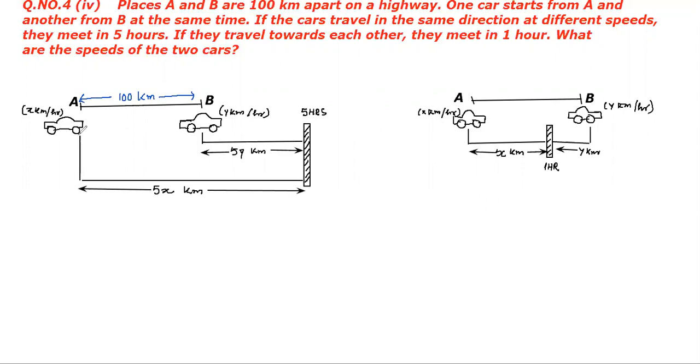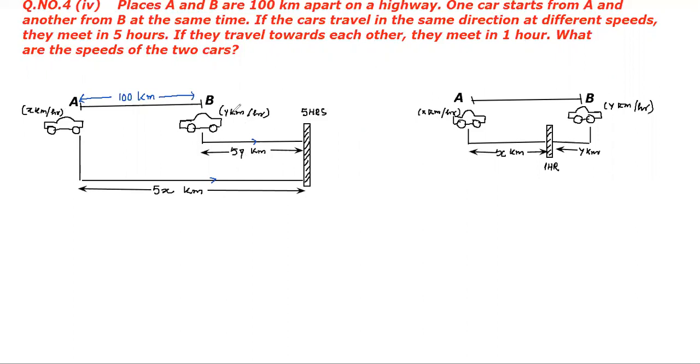And then one car starts from A and another starts from B at the same time, and they are moving in the same direction. That means this car is moving in this direction, as well as this car is also moving in this direction. And at a different speed, therefore I will assume that car A is moving with a speed of x kilometer per hour and car B is moving with a speed of y kilometer per hour. They meet in 5 hours. Suppose they are meeting at this point after 5 hours.